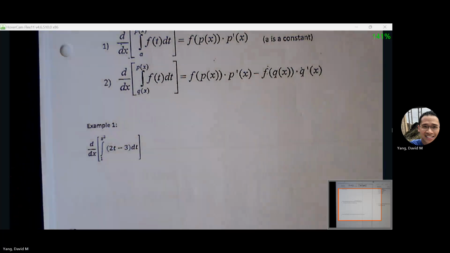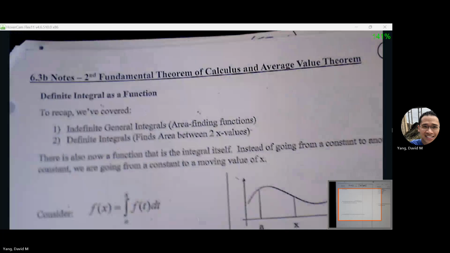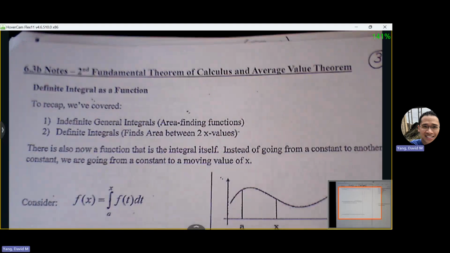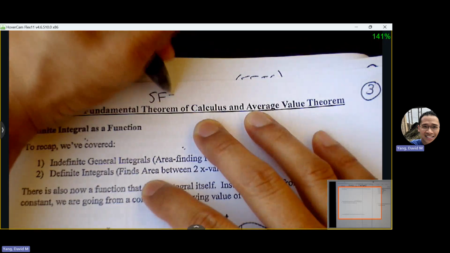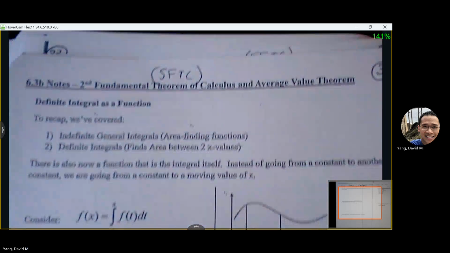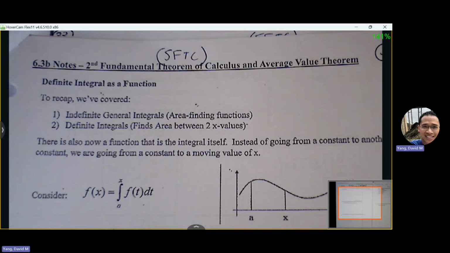Page 3. This is the second fundamental theorem of calculus, which is also a concept that the AP exam loves to involve. It looks complicated, but it's a nice shortcut, and we want to use it to our advantage.